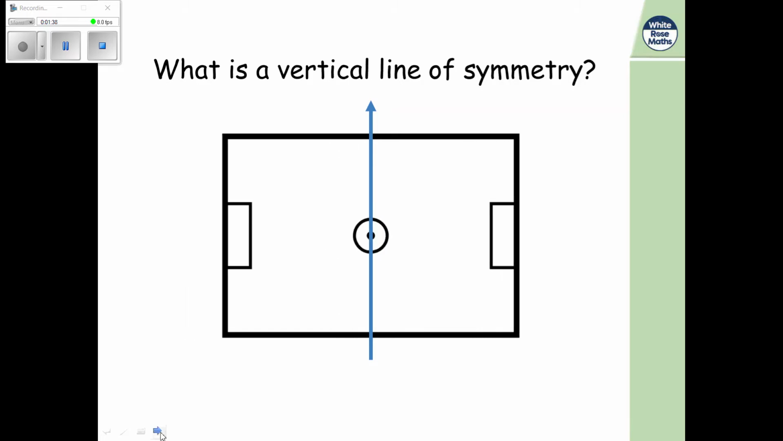Well done. So no, it wasn't right, because as we've said before, a line of symmetry has to be the same on each side. So if we take a little look now, it is exactly the same on each side, the same space and the same objects as well. So well done if you knew that wasn't right.